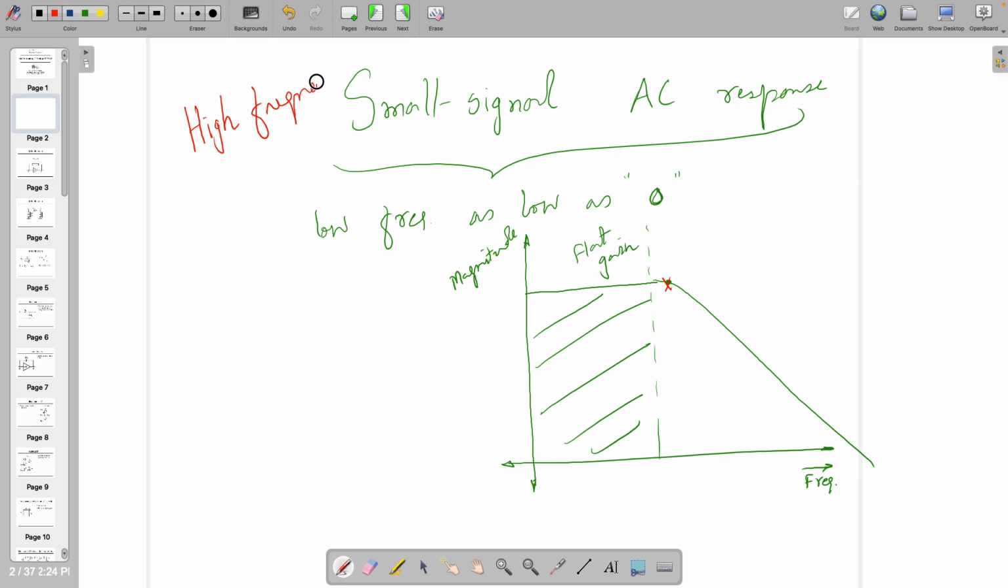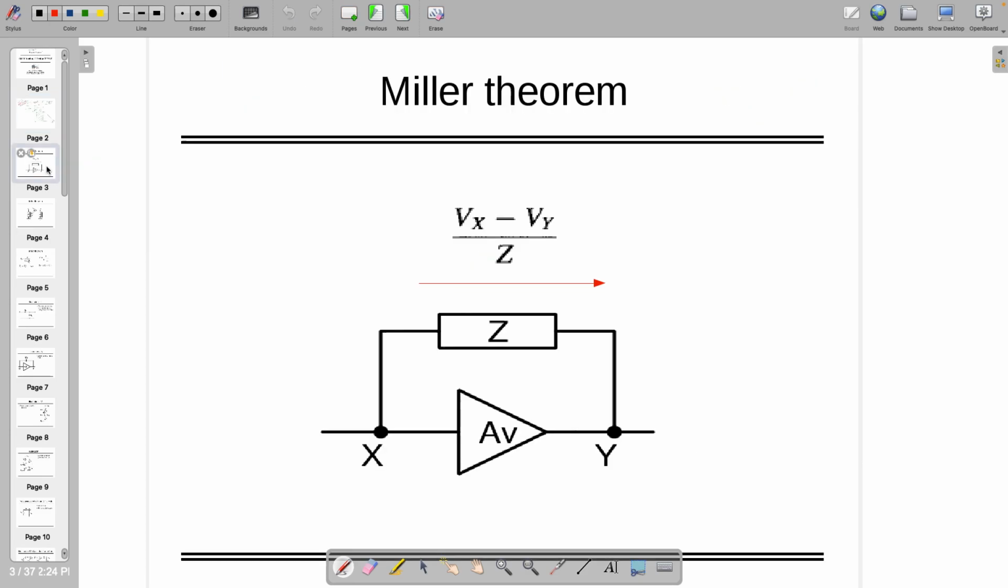small signal high frequency response. Then you have to add this adjective before the frequency, that it's high frequency. We are talking about high frequency. We are going to go beyond this particular flat gain region, right? So that is what I'm talking about. Okay, so let's start with that.